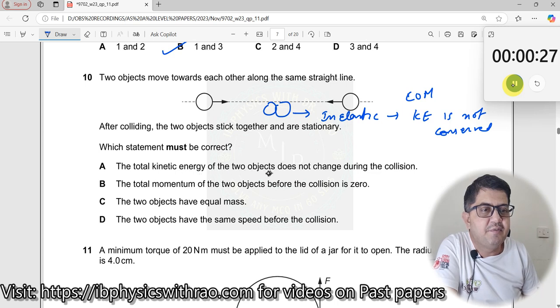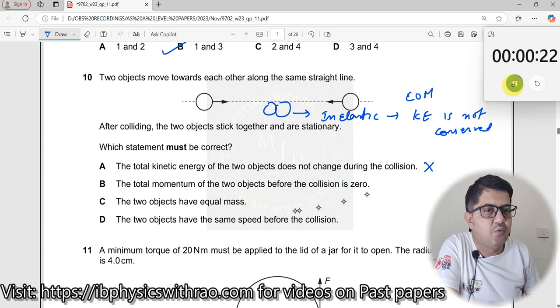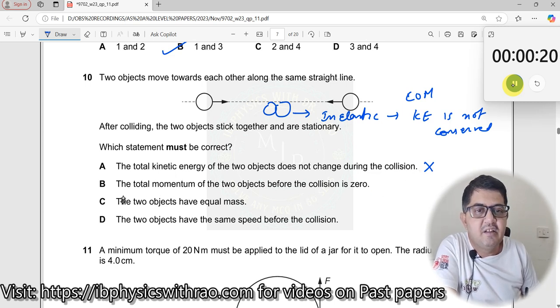Total kinetic energy of the two objects does not change with the collision. No, kinetic energy is lost. So therefore, this is not true. Okay. So then, the total momentum of the two objects before the collision is 0. This is definitely right.